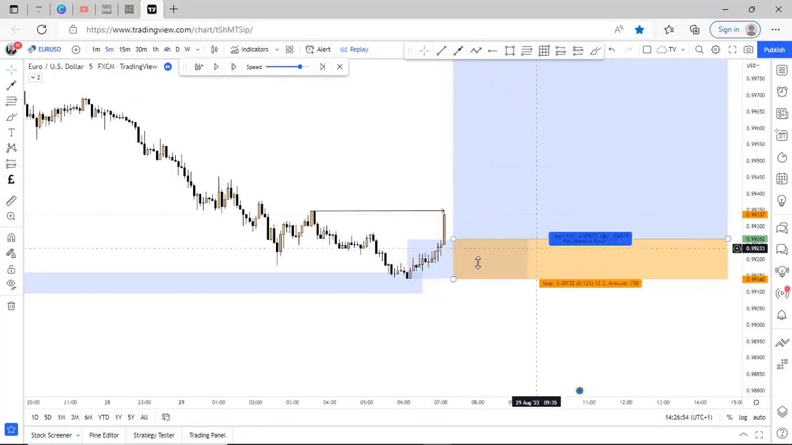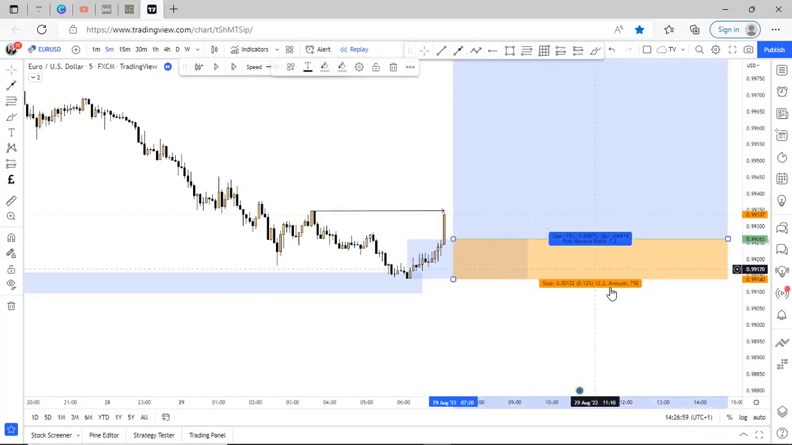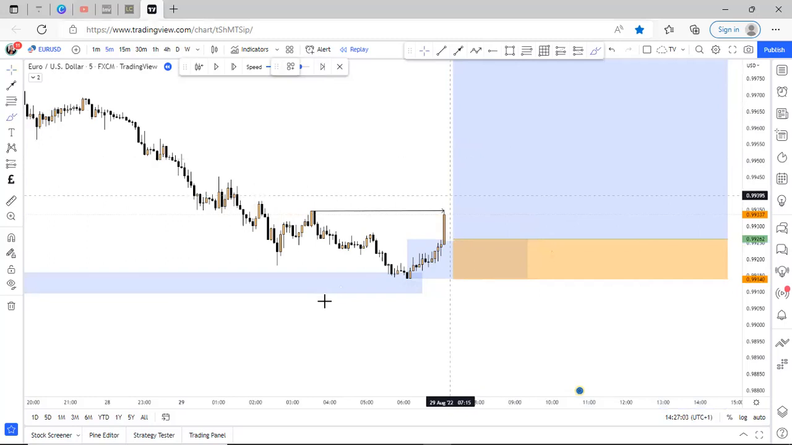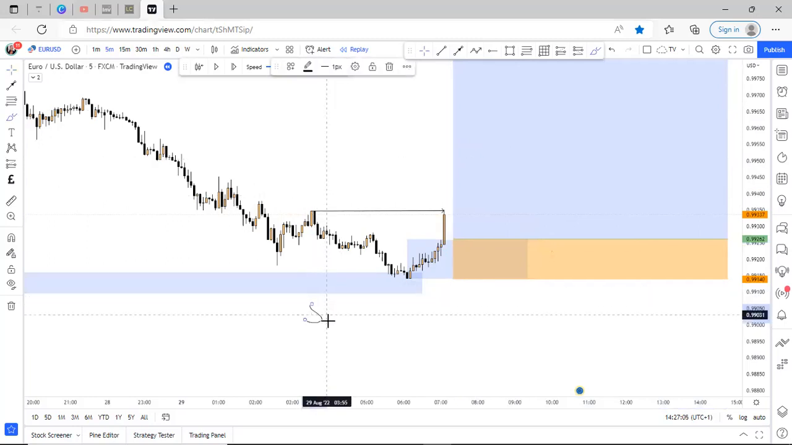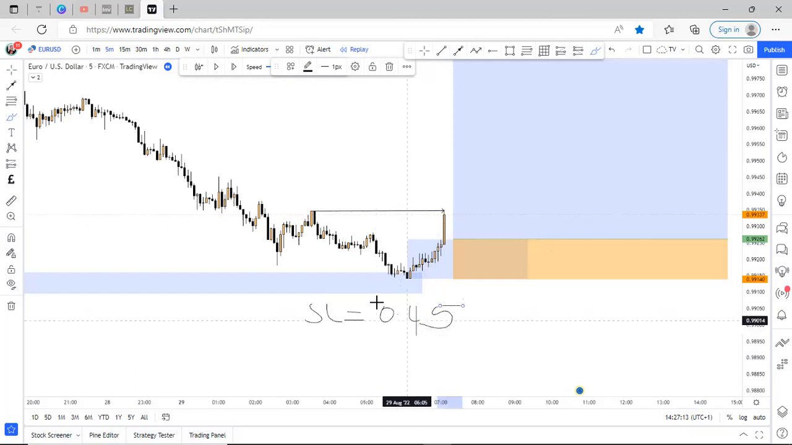So right now, by getting a lower time frame entry, we are now able to get a 12.2 pips stop loss. The other time, our stop loss to use for the 1 hour time frame was 0.45, right? In order to risk 1% of our account. This is the lot size that we were able to use to risk 100 US dollars.